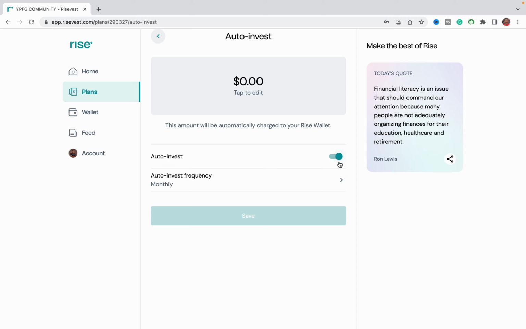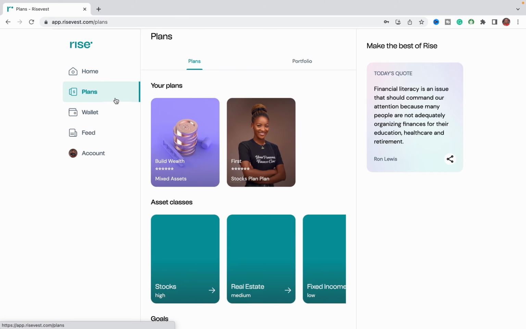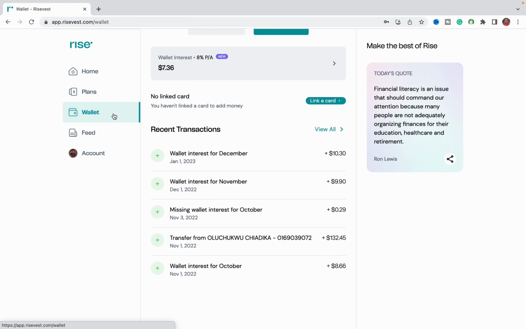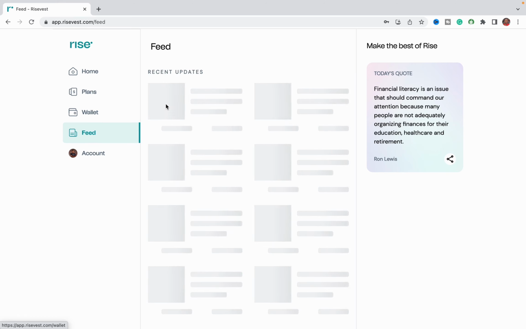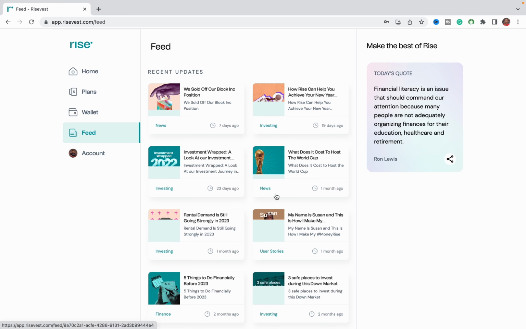This part is very, very important because you want to consistently invest your money. So I hope that this video actually helps you out, because you can see Risevest plans, your account, different things that you should take note of. Then there's the feed part that actually gives us updates about what's happening and all of that.